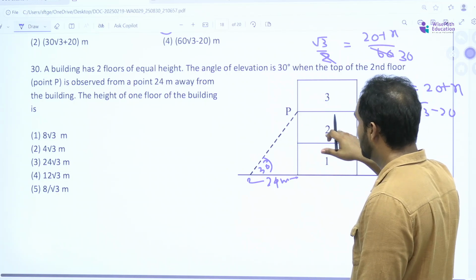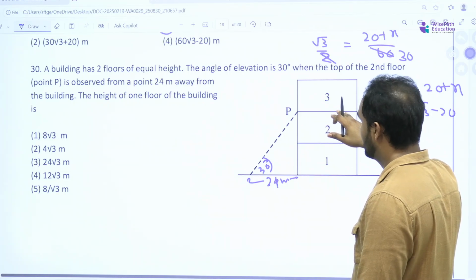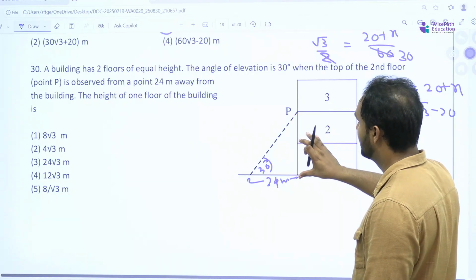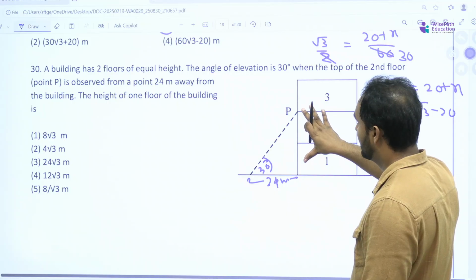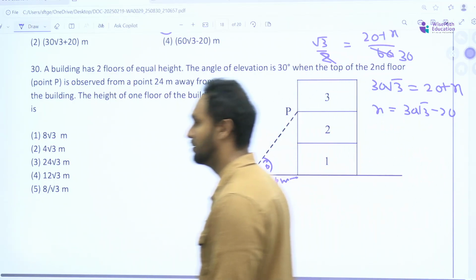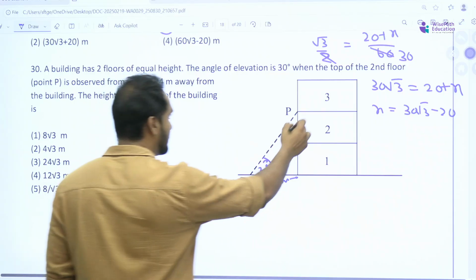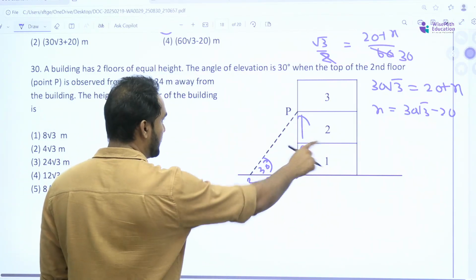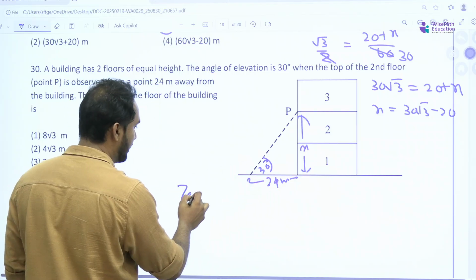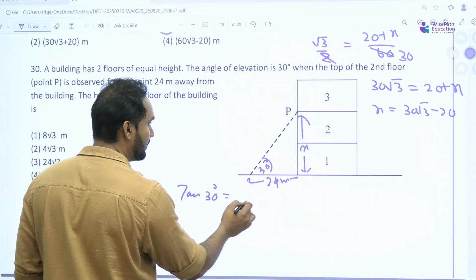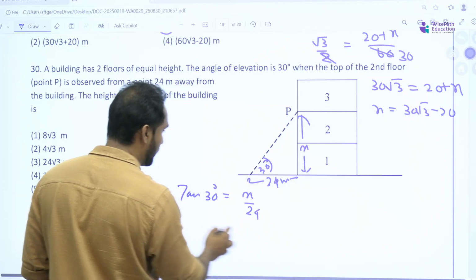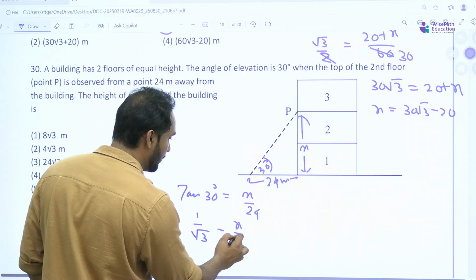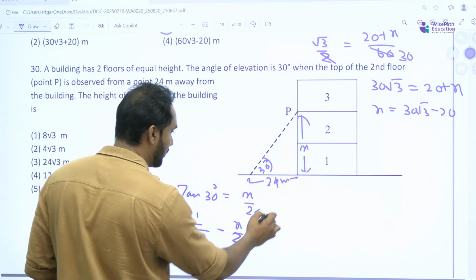This is the first floor. This is the second floor. So they are asking about the height of one floor. That is this height. So if you find this complete height, half of it will be this height, right? We take this complete height as x. So that is opposite over adjacent, tan. Tan 30 is equal to x over 24, and tan 30 is 1 over root 3, equals x over 24.